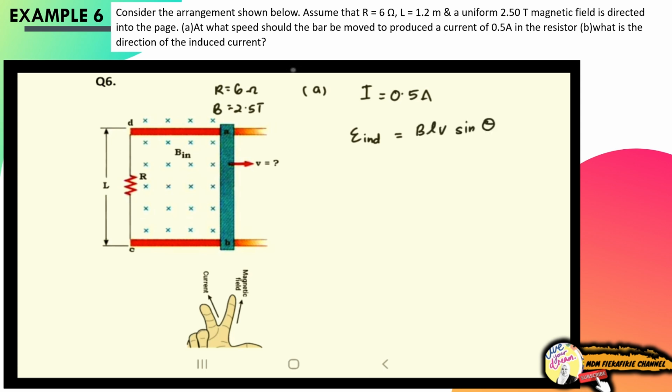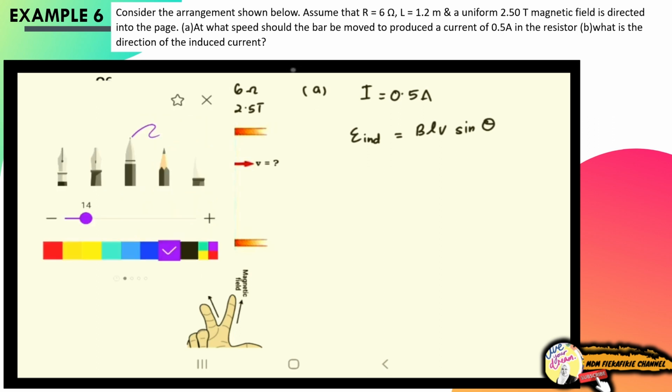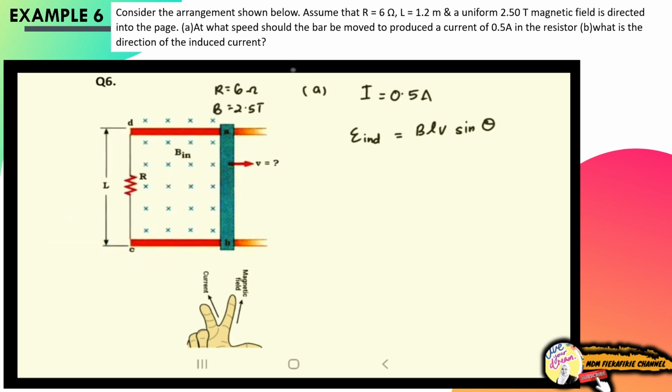Okay, so theta is the angle between V and B. You can see here V is to the right, and B is into the page.